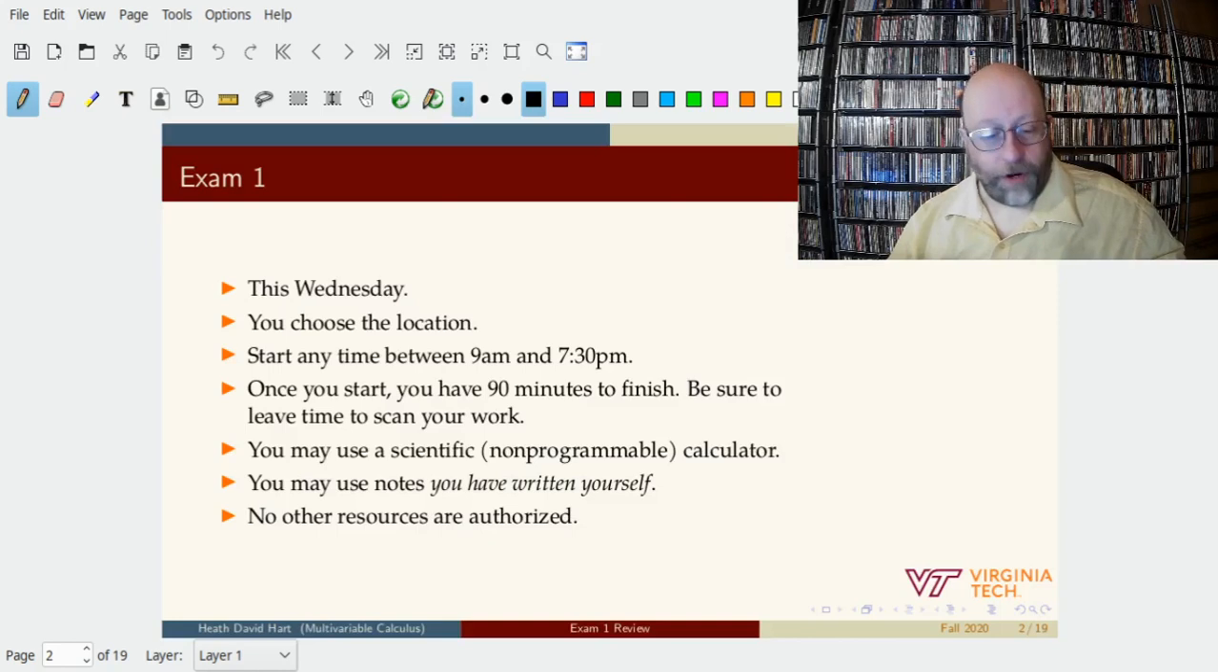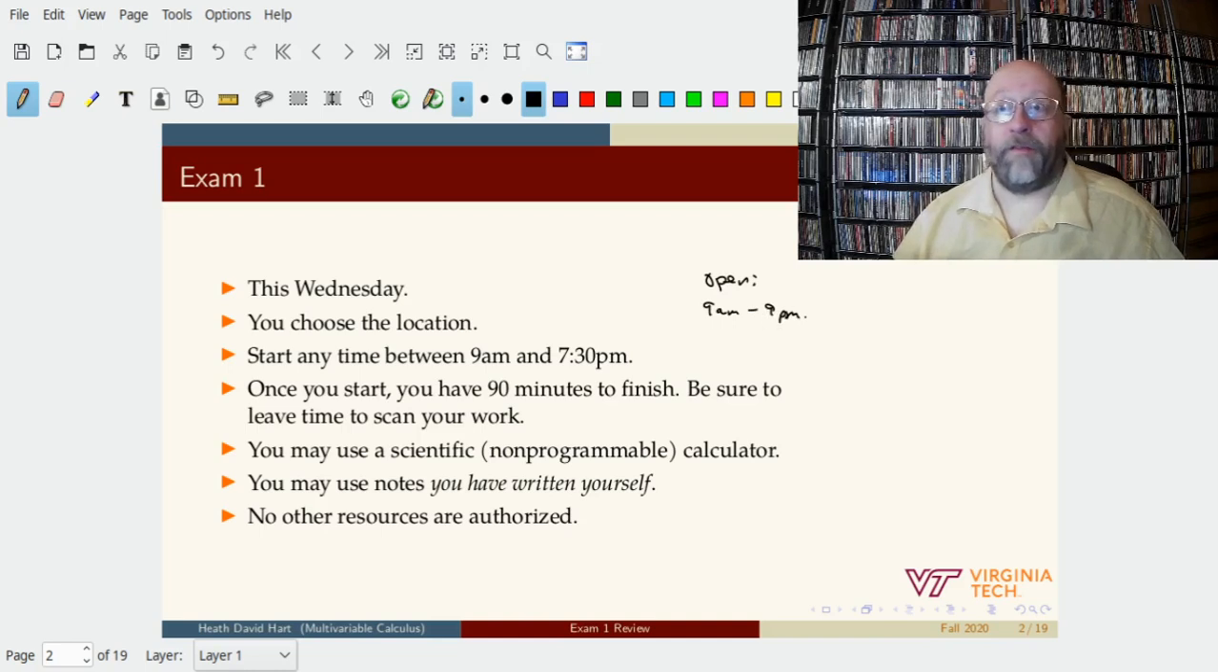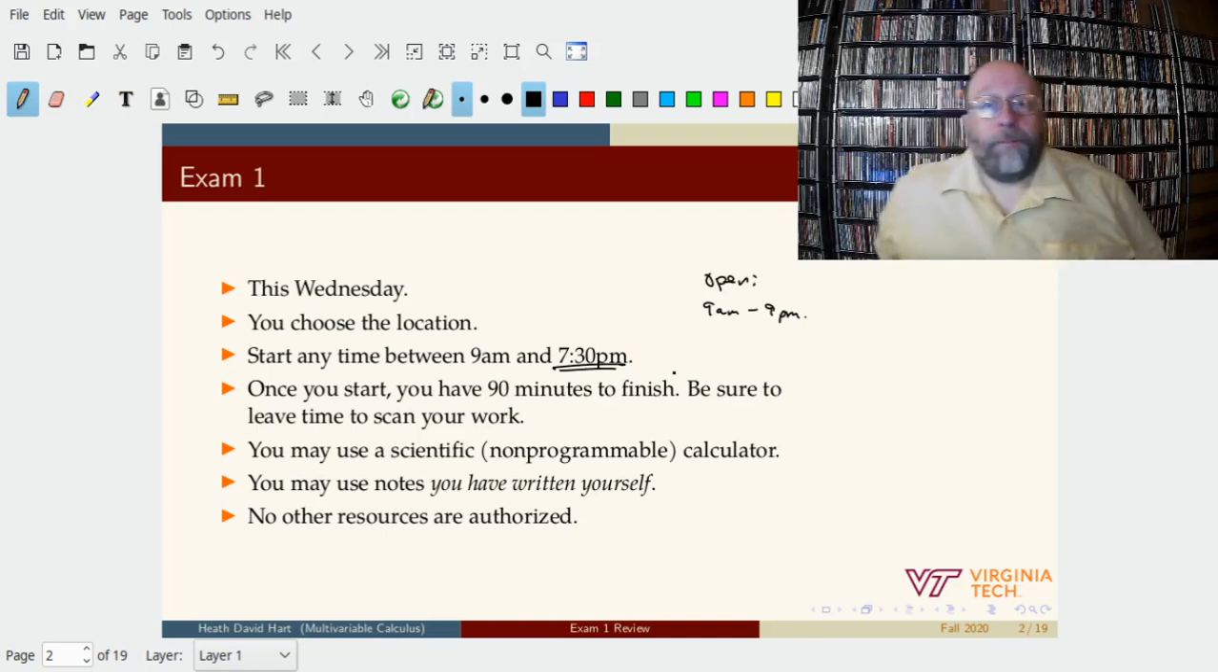You can start anytime between 9 and 7:30. The exam will be open from 9 a.m. to 9 p.m. But if you wait until 8:59 to start, you have 1 minute to complete the test because the test closes at 9 p.m. So your last starting time shouldn't be anything past 7:30, because after that you are just limiting the amount of time you have to finish.